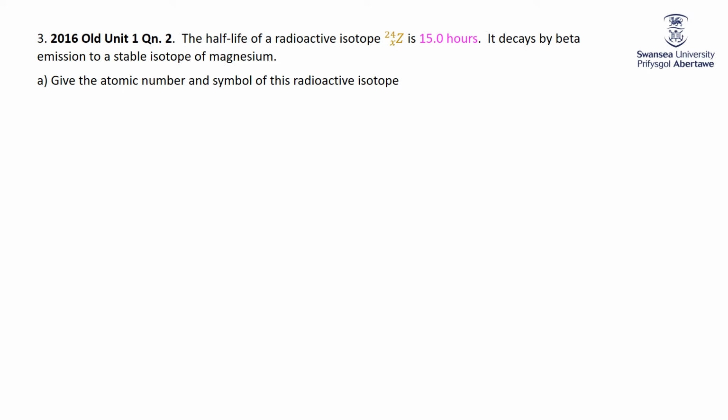The half-life of this radioactive isotope is 15 hours, and it decays by beta emission to give a stable isotope of magnesium. Now this is a fun one, because we're starting off with an isotope, we don't know what it is, 24Z, and it's giving us some magnesium 12 and a beta particle. So we have to look at the charge here. 12 and -1 means that X has to be 11. 11 is sodium. The mass would of course be 24, because there's no mass change in beta emission, but it didn't ask for that, it just asked for the atomic number 11 and the symbol, sodium.